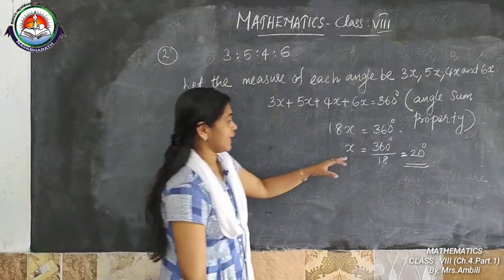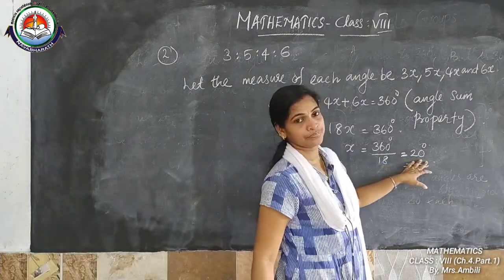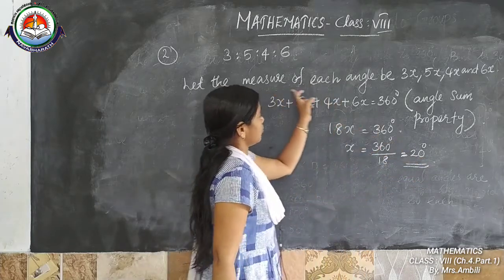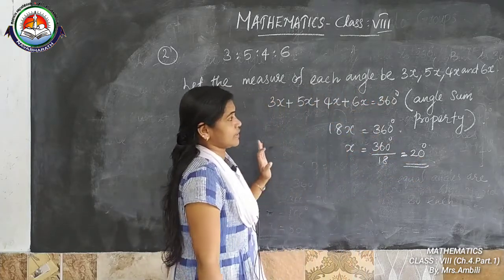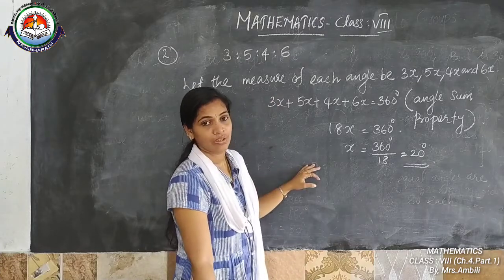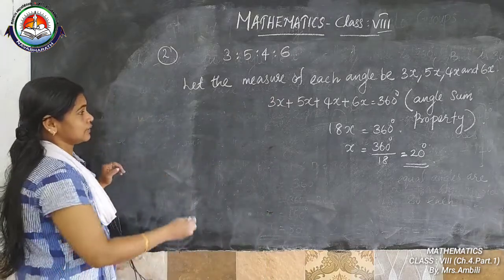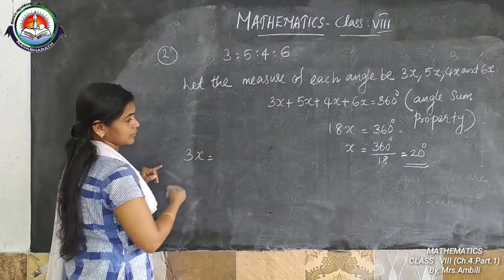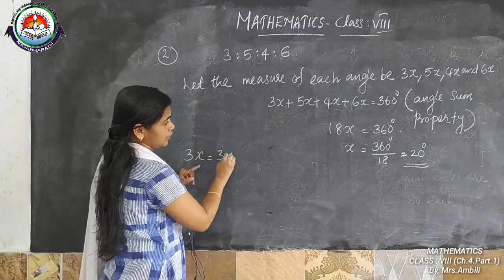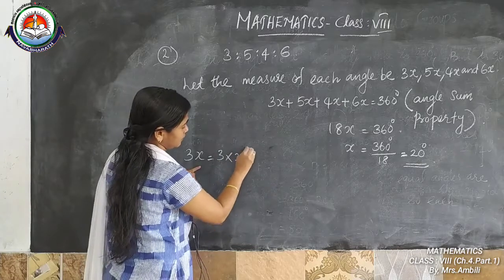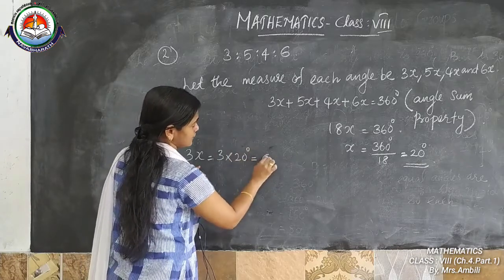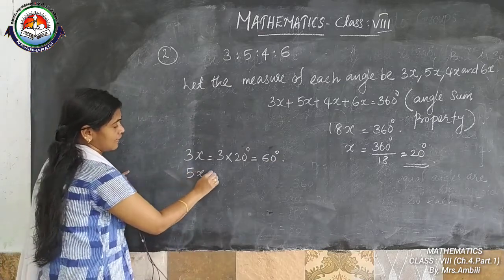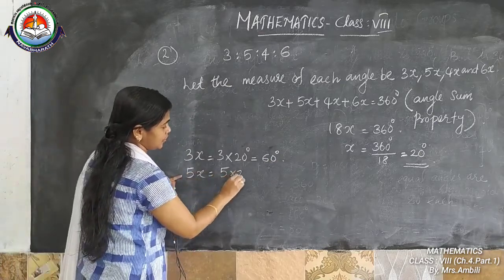So now we got x equal to 20 degrees. If x equals 20, using this we can find each angle: 3x, 5x and 4x. So what are the angles? Hence the angles are: 3x means 3 into x. 3 into 20 degrees, so one angle is 60 degrees. What is the next angle? 5x, which equals 5 into 20 degrees.